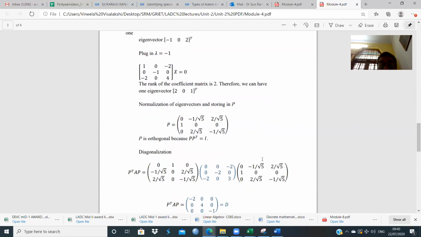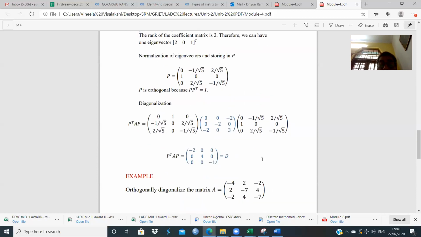Now coming to the last stage of diagonalization. So let us perform the serial multiplication P transpose AP, and then using your calculating instruments, you can find that I get a diagonal matrix with minus 2, 4, minus 1, which are the eigenvalues on the diagonal. So this is how we have understood the process of diagonalization of a symmetric matrix with distinct eigenvalues.